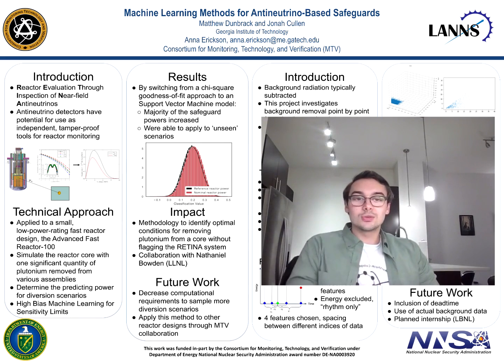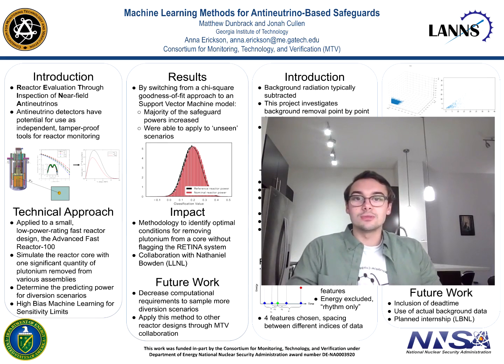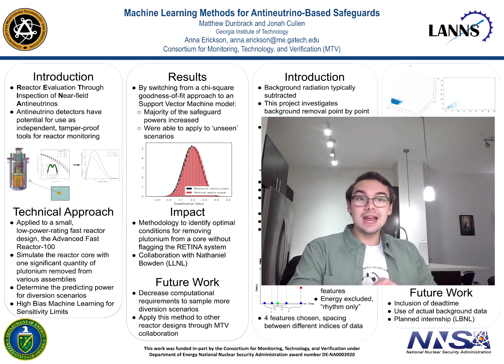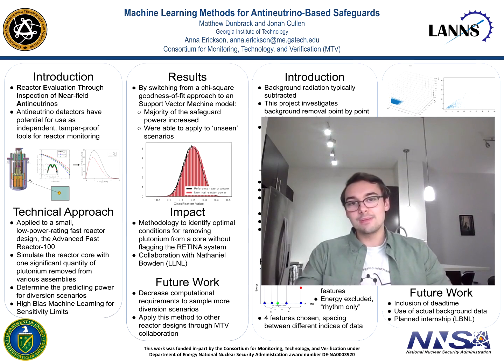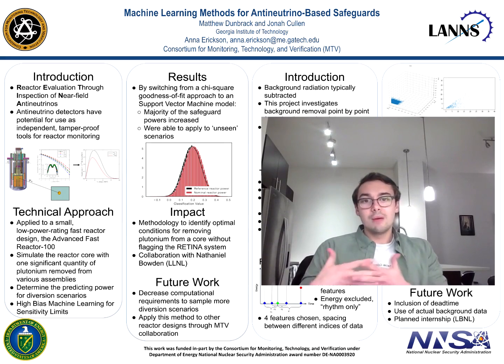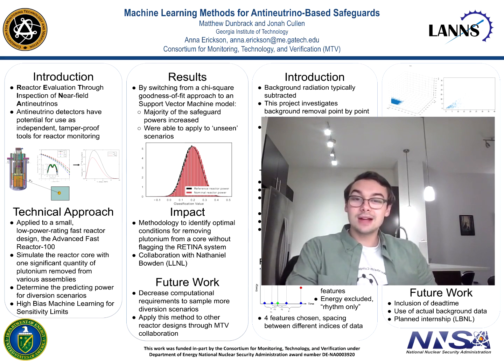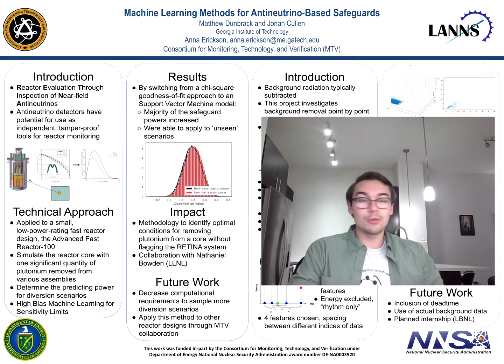So from the results, switching from our statistical chi-square approach that we previously used to this new support vector machine model, most of the safeguards power actually increased across the board compared to the statistical approach, and we are also able to test it by basically withholding data from the training of this SVM and then applying it to the test to see basically how well this model can do for unseen scenarios that it has never seen before, it wasn't trained with.